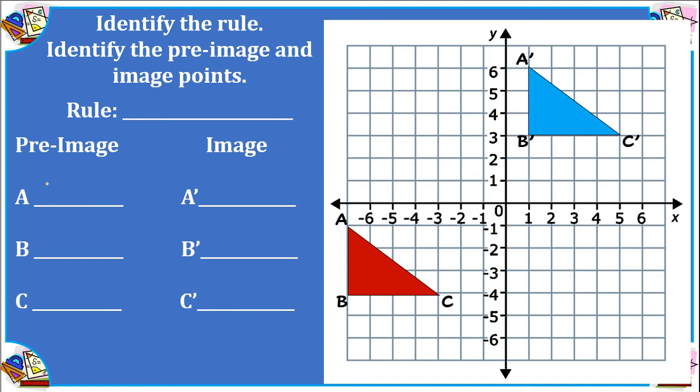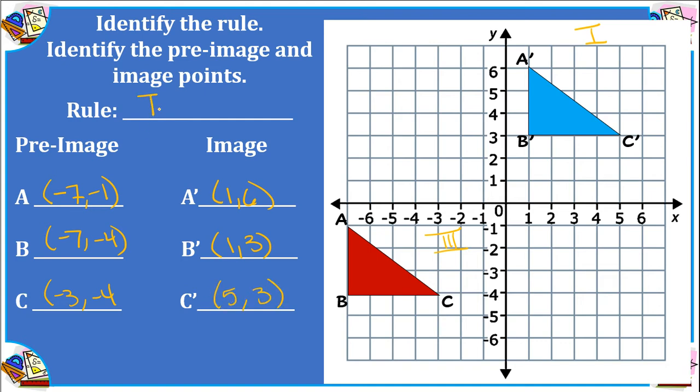Okay, let's do a second example. Now our pre-image is in quadrant 3, which is all negatives. So -7, -1, -7, -4, and we have -3, -4. A prime is going to be 1, 6, and let's just identify we're now in quadrant 1, so our image is in quadrant 1. B prime is 1, 3, and C prime is 5, 3.